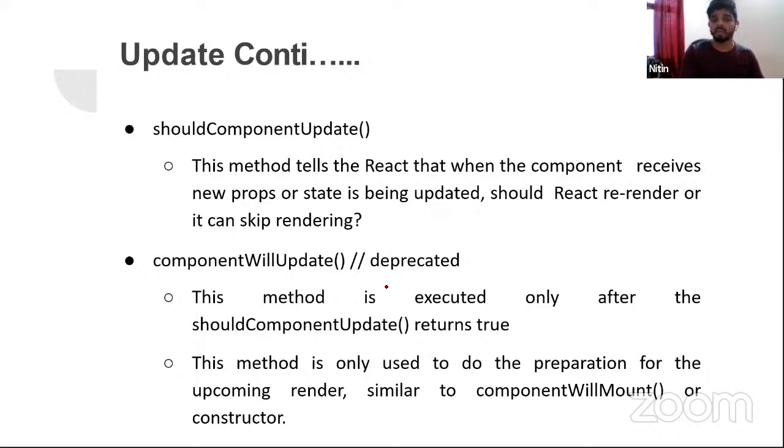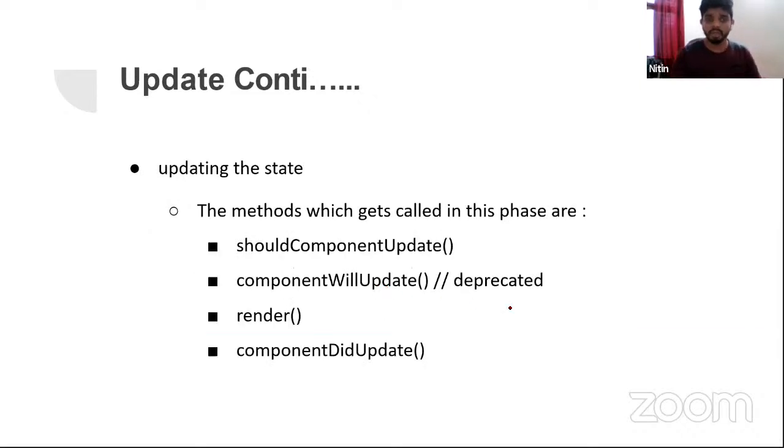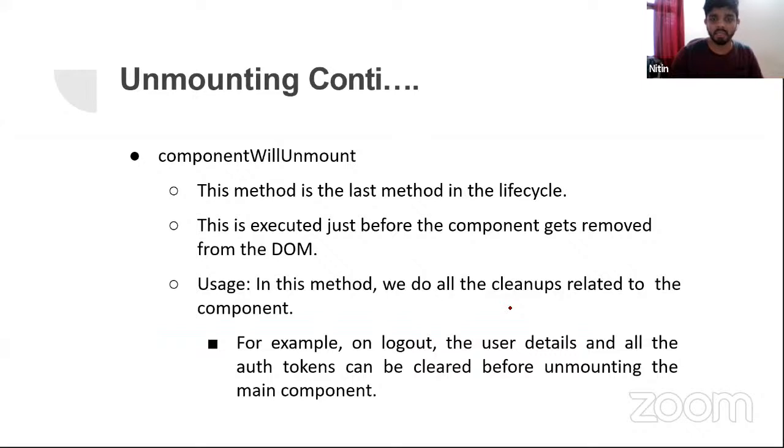And if you want to do some low level stuff that requires you to change how the component needs to be rendered after this update, you will use componentWillUpdate. And then there is a render, and then there is componentDidUpdate. Okay. So same goes with updating the state, and then it's unmounted.